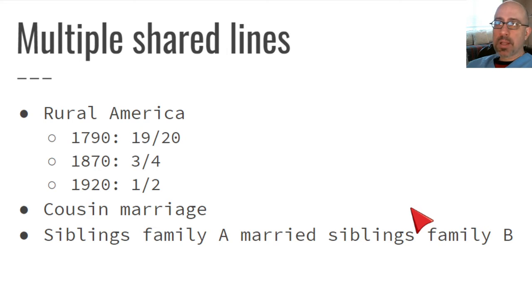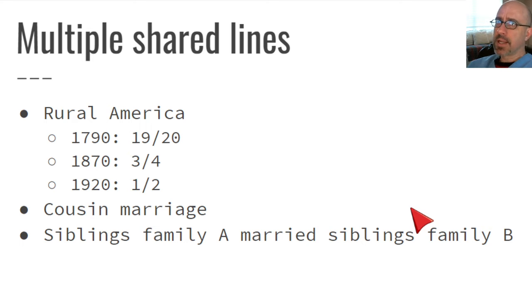This issue of multiple shared lines may seem like some other person's problem. Some people seem to think, well, I don't think that my people were from any tiny village in the middle of nowhere, so this isn't going to affect me. But I'll point out that in America, really the whole world, most people were living in rural locations. In 1790, about 95% of the population was rural. In 1870, it was still 3/4. It wasn't until the 1920s that a 50-50 pattern emerged where about half of the people were in urban locations and half the people were in rural locations.